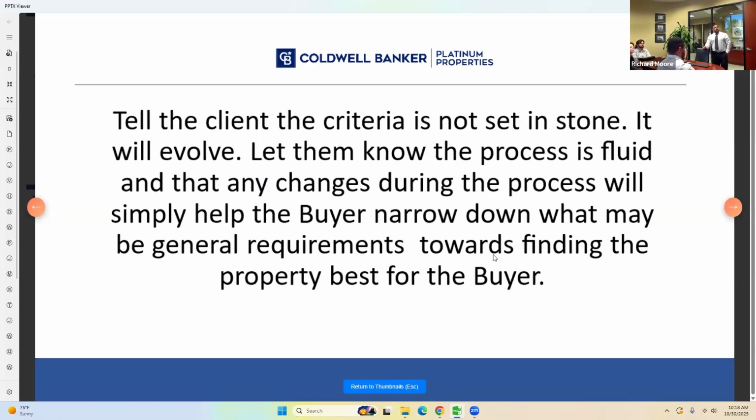So let the client know that the criteria is not set in stone. It can be moved because they might walk into a house that they didn't think they were going to like, and they're like, oh my God, I didn't think I'd like a house like this, but now I like it. We can add this to the type of home that I want. And this is fluid, it keeps changing, right? Depending on the neighborhood, the price, just everything.